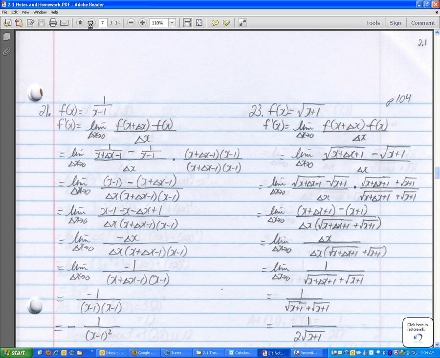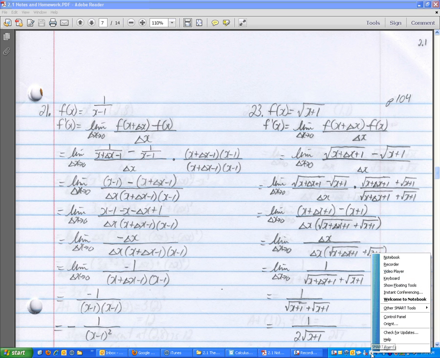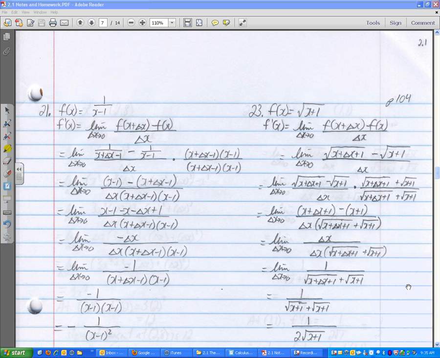Now, let's keep simplifying. So here in the numerator, let's distribute that negative. So we've still got the limit as delta x approaches 0 of. So I copy down the x minus 1, distribute the negative. Make that a negative x, a negative delta x, and a positive 1. And that gets me, let's see.